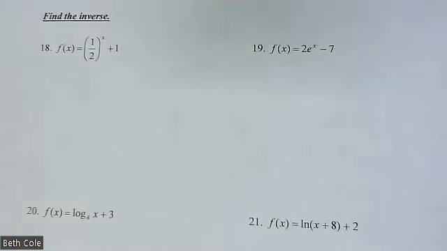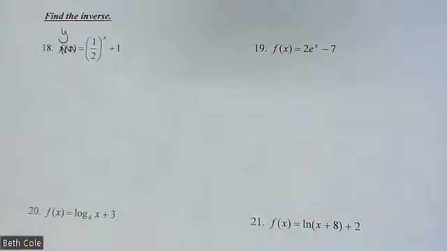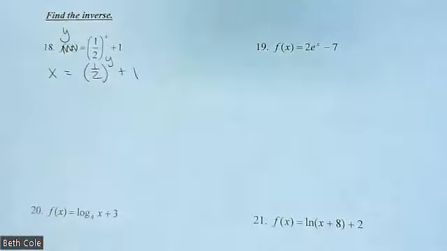To find an inverse, you're going to switch X and Y. Would sure help if there was a Y in the problem. So scribble out f of X, call it Y. We're going to switch X and Y. Everything else stays put. So it is going to be X equals 1/2 to the Y power plus 1.